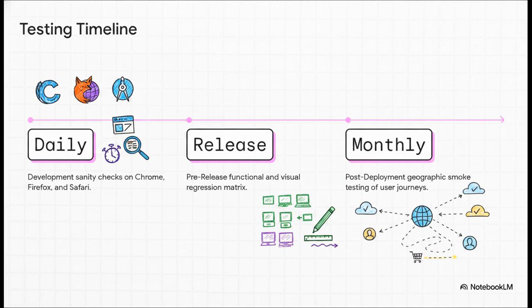Phase 2 is release week. This is where you run a comprehensive pre-release matrix to verify functional workflows and breakpoints on real devices. And finally, Phase 3 is ongoing monthly testing. This means setting up periodic smoke testing from different global locations to keep an eye on your critical user journeys, like signups and checkouts, well after deployment.